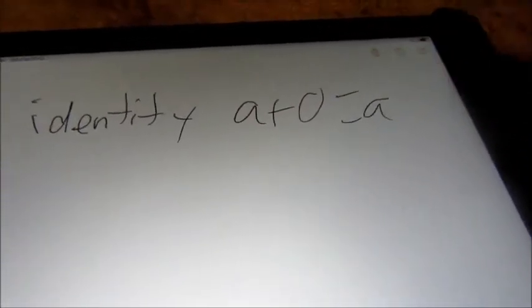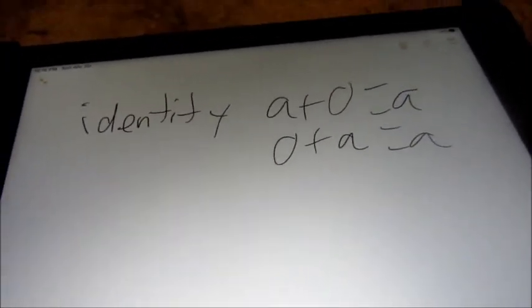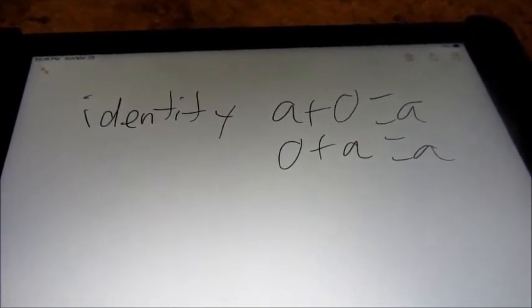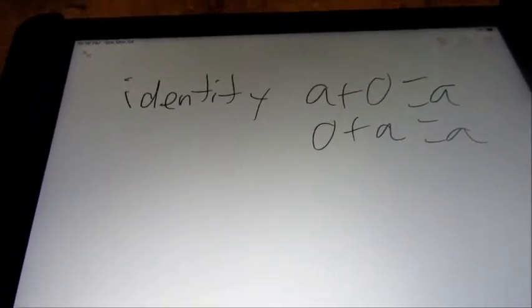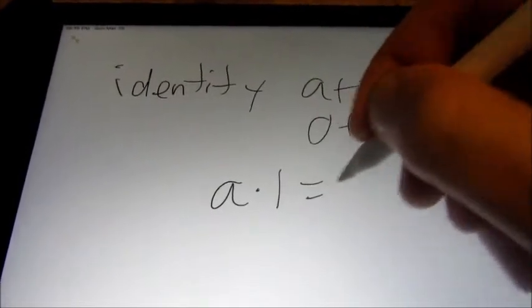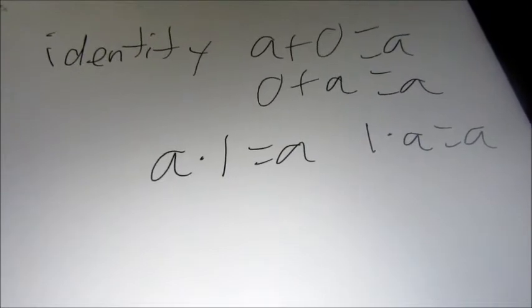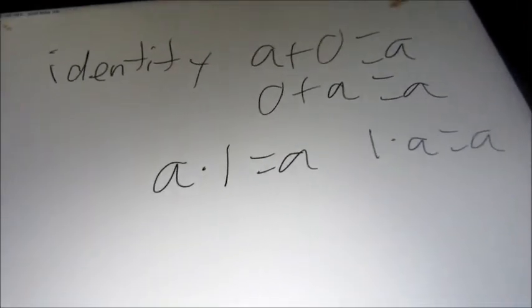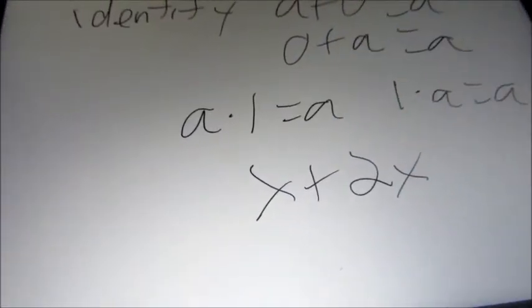The identity functions. A plus 0 equals A, or 0 plus A equals A. If you add 0 to anything, you're just going to get that same number. So 25 plus 0 equals 25. 0 plus 36 equals 36. For multiplying, A times 1 equals A, and 1 times A equals A. So 3 times 1 equals 3, 1 times 3 equals 3. We're going to use this a lot when we're getting to variables. So if we have just x plus 2x, that means 1x plus 2x.